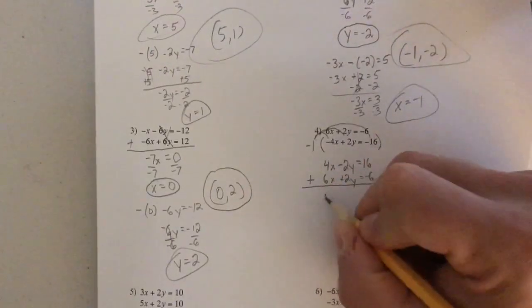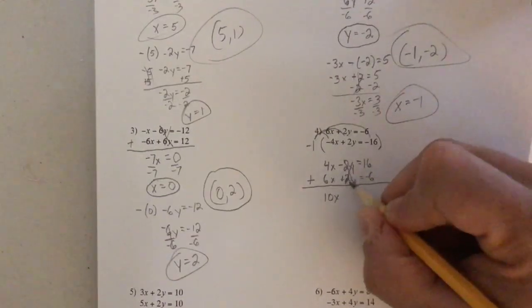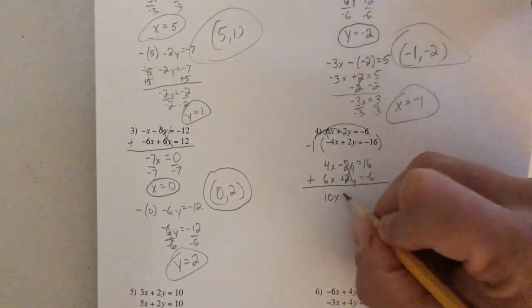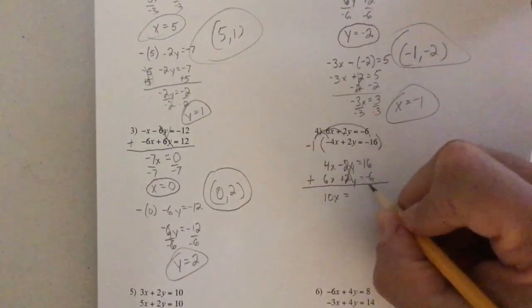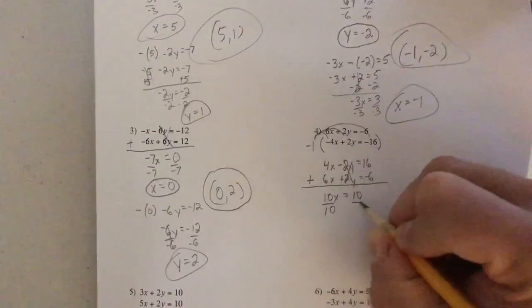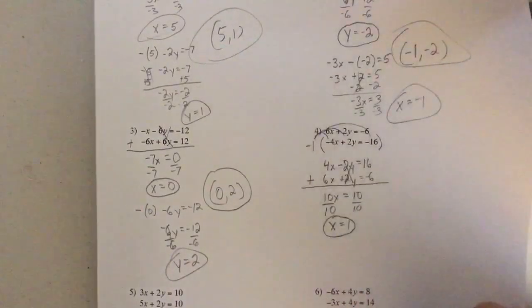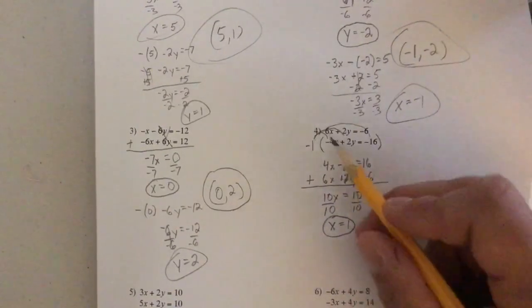When we do that, we get 10x. Our y terms cancel. Negative 2y plus positive 2y, they cancel. Equals 16 plus negative 6. That is a positive 10. Divide both sides by 10. x then is 1.